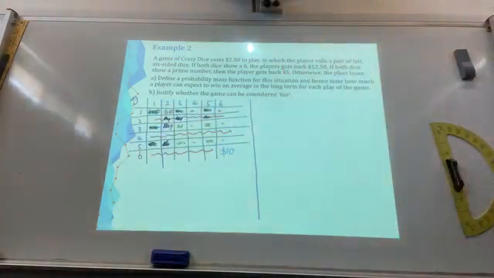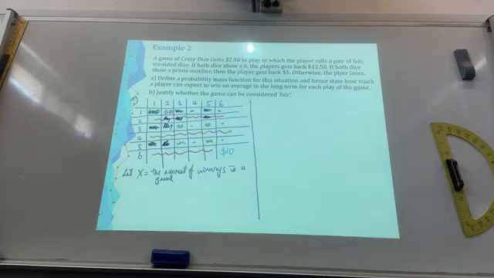All right, so from there, what you could do is define a probability mass function. I am going to let X be the amount of winnings in a game.